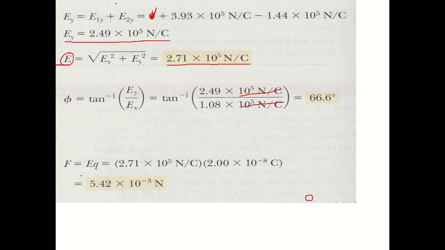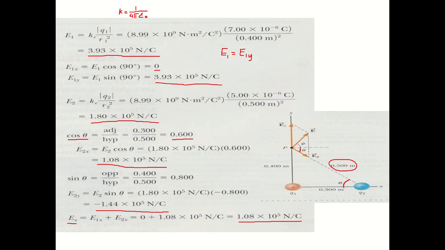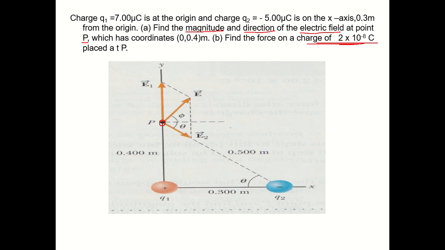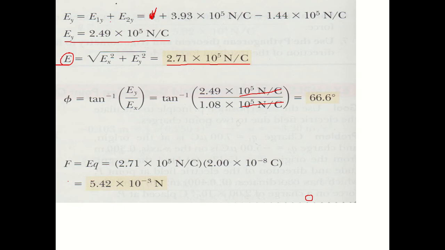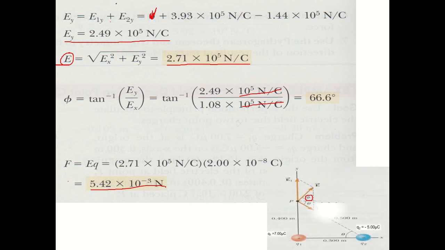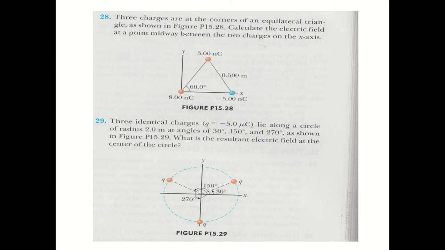So we got here the force. Okay, so what kind of force is that? That is the electric force, no, electrostatic force. Okay, so we got the force here, which is equal to 5.42 times 10 to the minus 3 Newton. Okay, so I hope you understand this current class, and let's proceed immediately to the next problem.